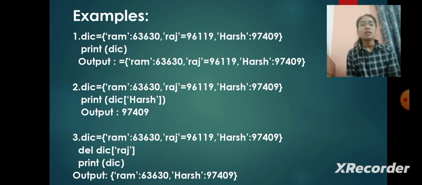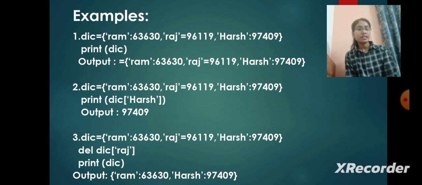And third one is dictionary equal to Ram 63630 as above in the first line. And here we are deleting Raj's entry, that is his number, so we can use the del dic Raj and we run the program with print statement, we are getting the output as Ram 63630 and Harsh 97409. Here we can see Raj's entry is deleted.